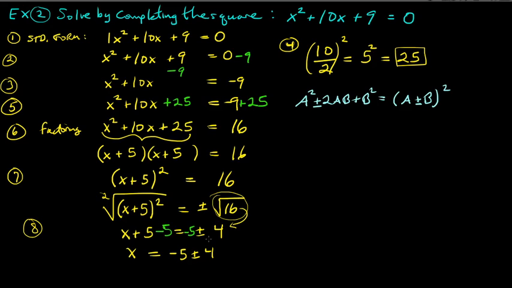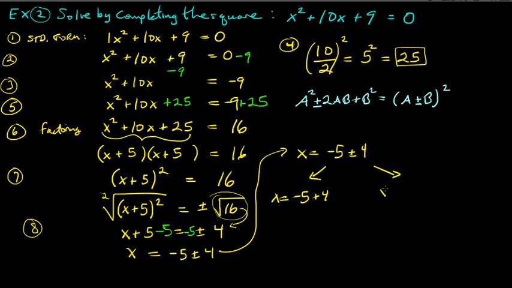Okay. Now, you can't leave it like that, right? Please don't leave it like this, because there are really just two numbers here, right? One of them is negative 5 plus 4, and the other is negative 5 minus 4. Split them up and do them separately.